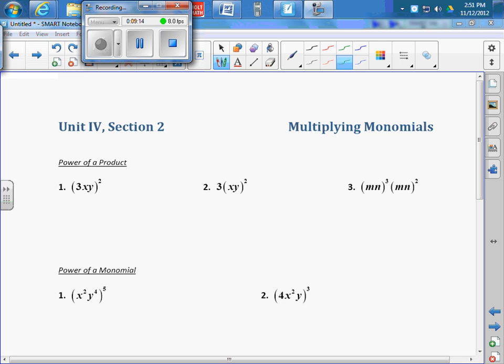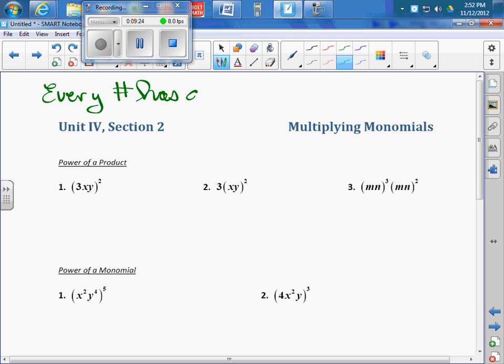Now on page 2 here of section 2, again, it's important for you to remember that every number has an exponent. So inside the parentheses for number 1, 3 has an exponent of 1. X has an exponent of 1. Y has an exponent of 1. The rule says when the exponent is outside the parentheses, multiply that exponent times all of the exponents inside the parentheses.